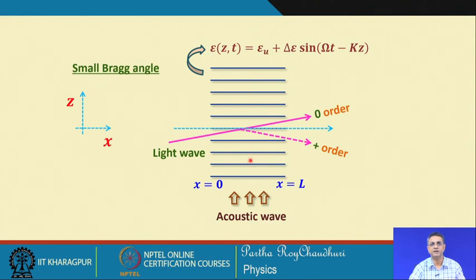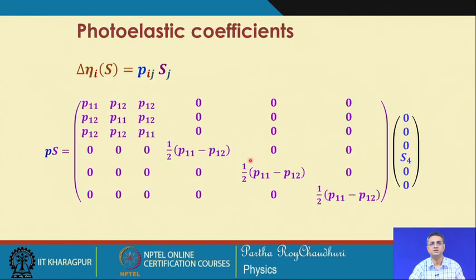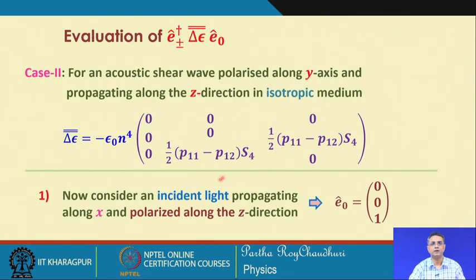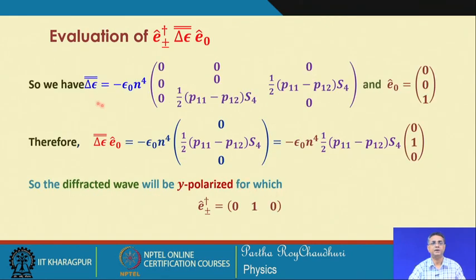So, keeping that configuration the same, we now just change the polarization and the nature of the acoustic wave. So, this time it is a shear acoustic wave, the incident beam is propagating along x, but polarized along the z direction. So, immediately we can write this polarization vector as 0 0 1. So, this is Z polarized light which is the incident optical beam.